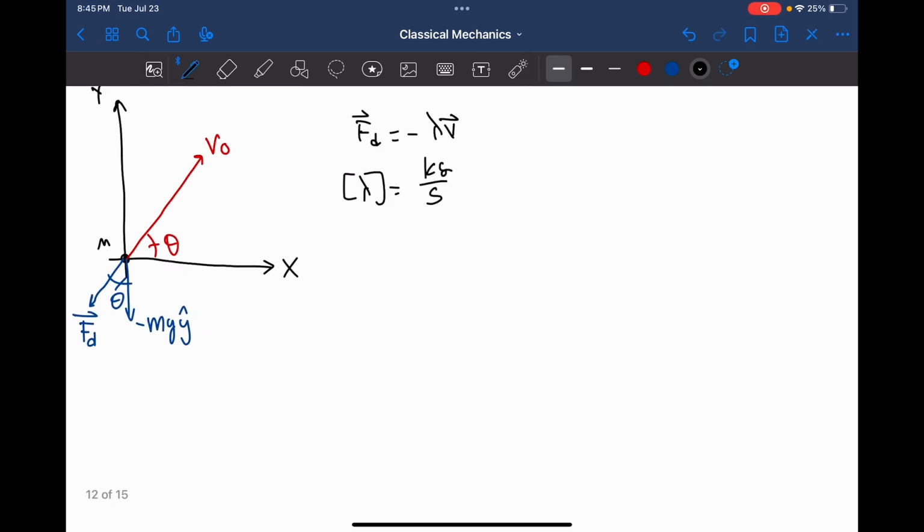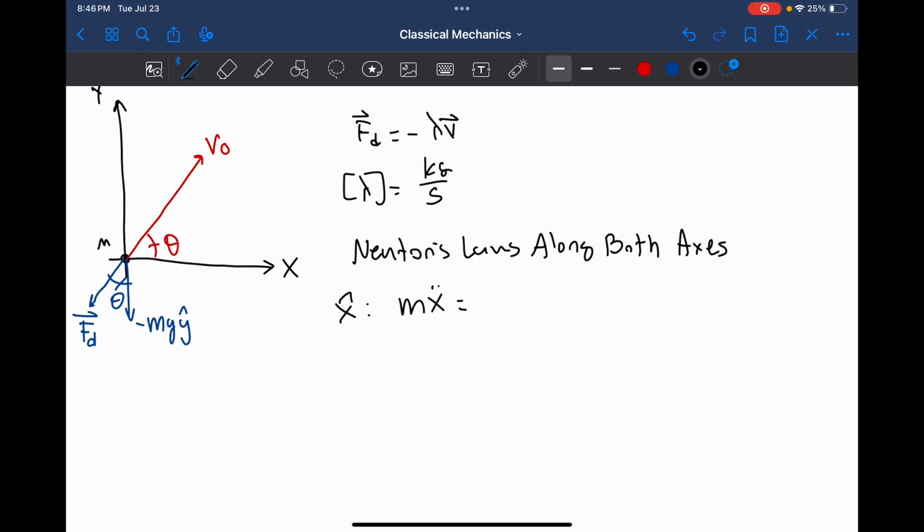All right, so the first thing that we should do is to write down Newton's laws along both directions. Along the x direction, we're going to have m x double dot equal to only one force, which is minus lambda vx, or minus lambda x dot. And along the y direction, we're going to have m y double dot equal to minus mg minus lambda vy, which is minus mg minus lambda y dot.